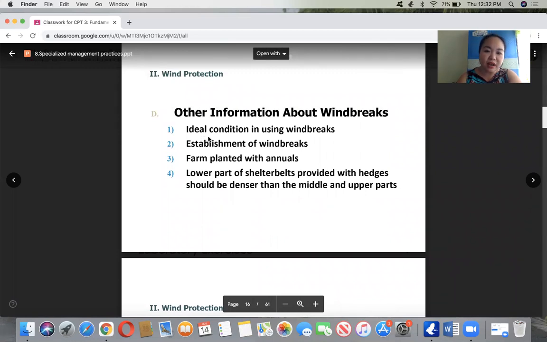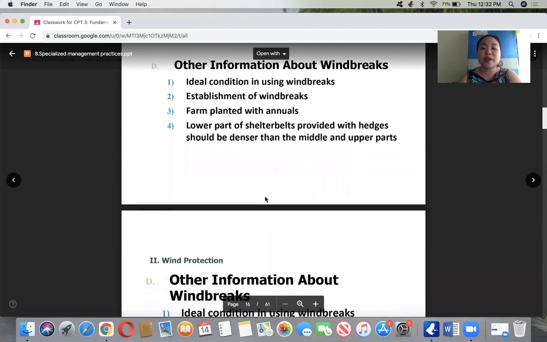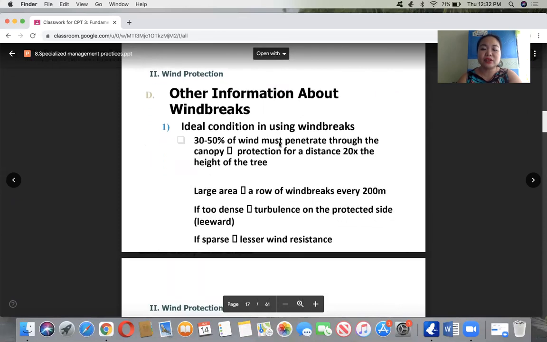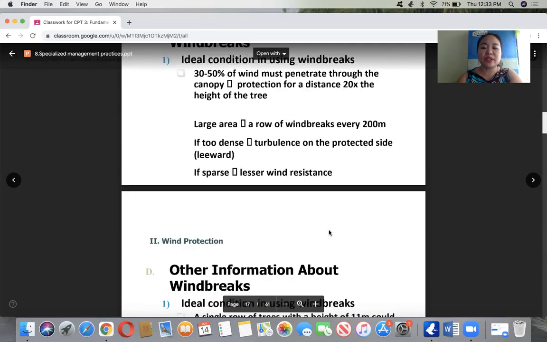Another piece of information is the ideal condition in using windbreaks. In the establishment of windbreaks, for farms planted with animals, the lower part of shelter belts provided with hedges should be denser than the middle and upper parts. So the ideal condition in using windbreaks is that 30 to 50% of the wind must penetrate through the canopy, with protection for a distance of 20 times the height of the tree. For a large area, use a row of windbreaks every 200 meters. And if it's too dense, turbulence on the protected side, or leeward, is sparse, with lesser wind resistance.